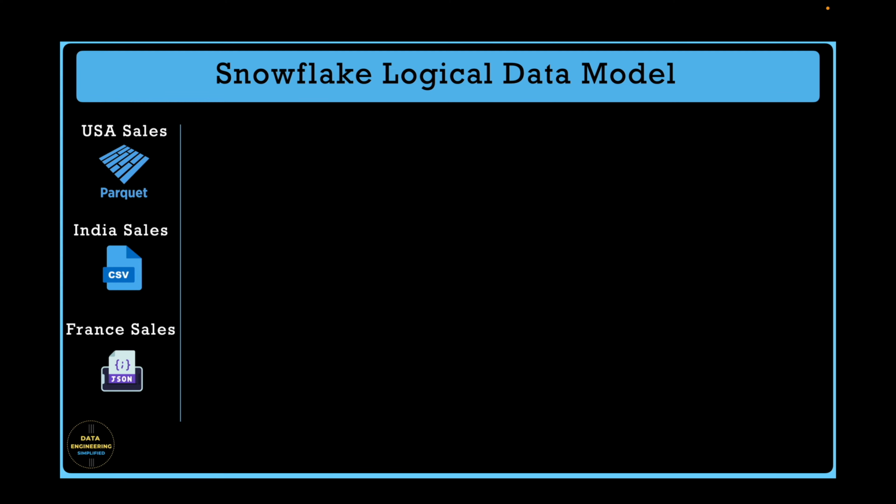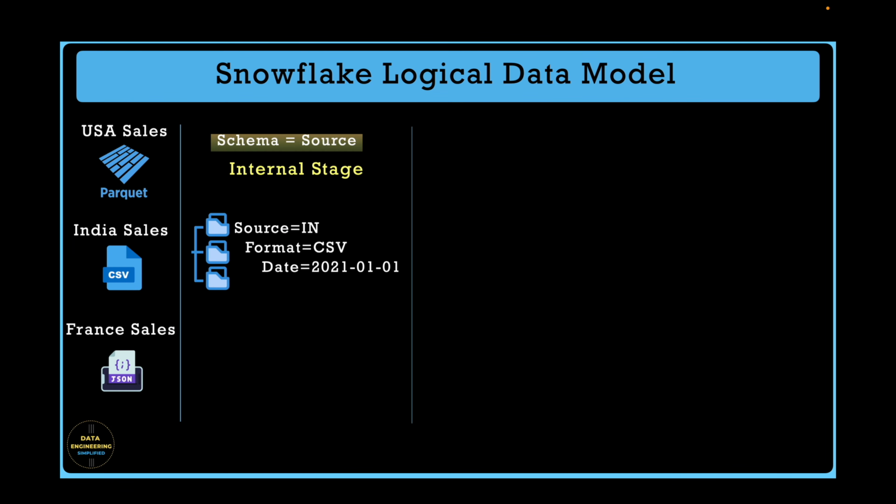If we consider all three regions' sales data, then the data flow would look like this. The US sales data is available in Parquet format, the India sales data is available in CSV format, and the France sales data is available in JSON format. They will all be loaded into Snowflake internal stage under different region, file format, and date partition. We will move the data from our local machine to Snowflake internal stage using the Snowpark File API.